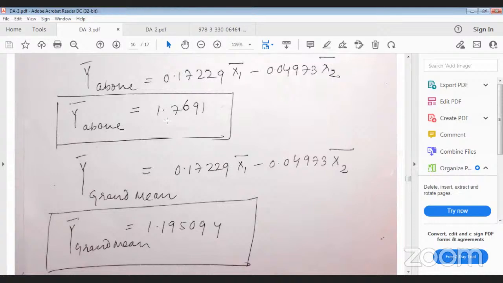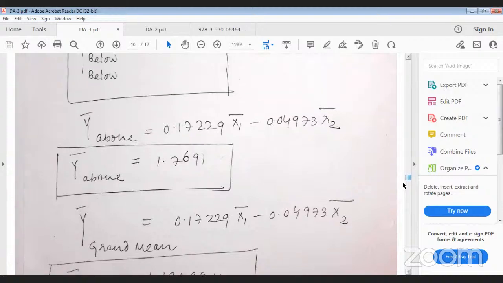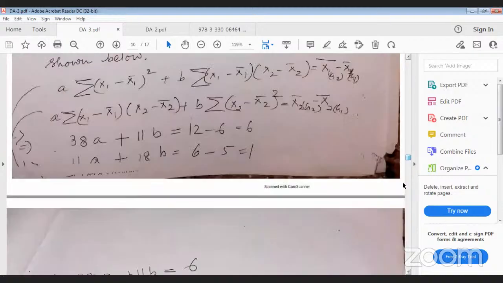So y bar above we have got, y bar below you have got. Then you can find out the grand mean. For the grand mean, you have to write x1 bar and x2 bar. The grand mean value you also know. What is your grand mean for x1 bar? What is your grand mean for x2 bar? You put that and you will get this one. So the grand mean of x1 bar and x2 bar you have got here.